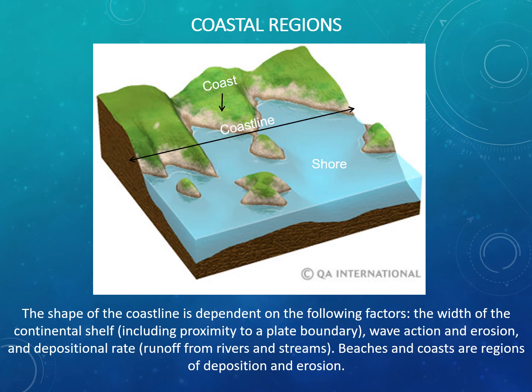So the coast is the land surface, again, the shore is the water, and the coastline or shoreline is the boundary between the two. Coastlines themselves are areas of deposition in which sediment such as sand becomes deposited in a region that we call a beach. And this sediment is subject to erosion, not only due to wind and water, but also due to wave action on a daily basis.